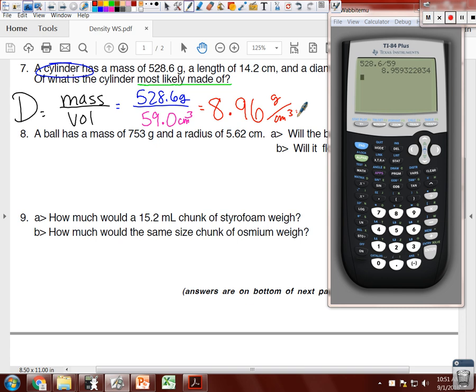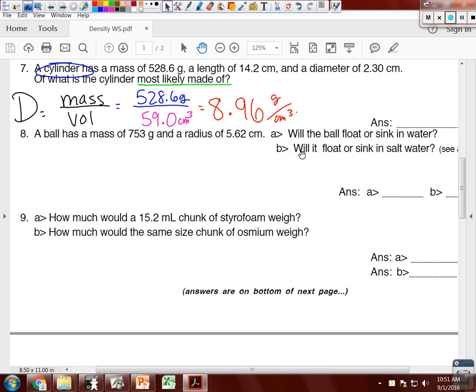All right, so I'm going to give you guys a chance to do number 8, but before you do it, let me explain two things. Number one, the second word in that question is, it says a ball. What is another word to say a ball? A sphere. Keep that in mind.